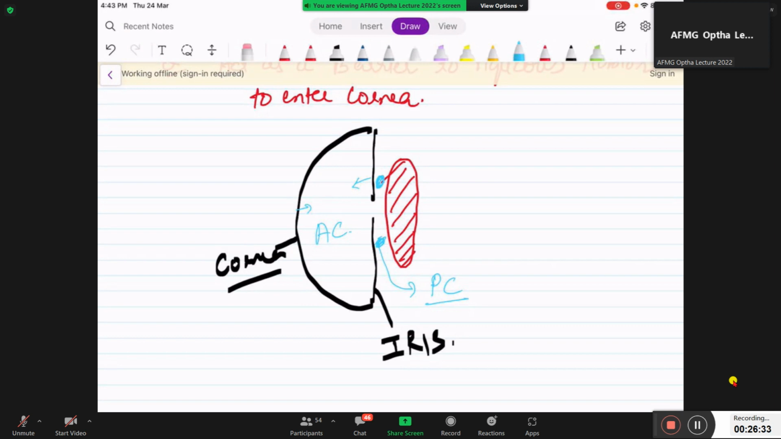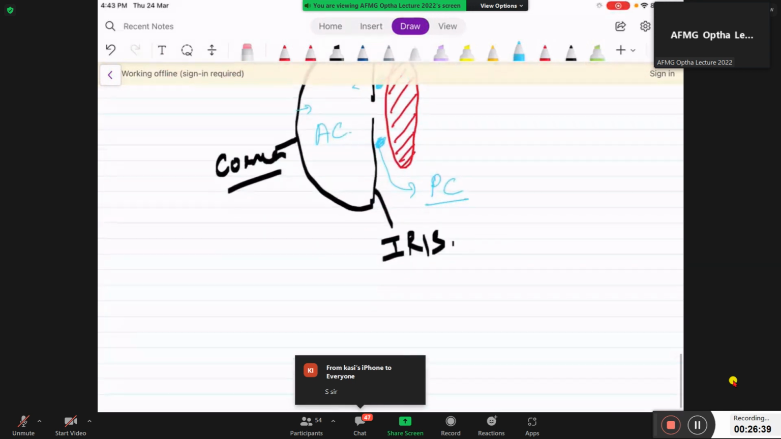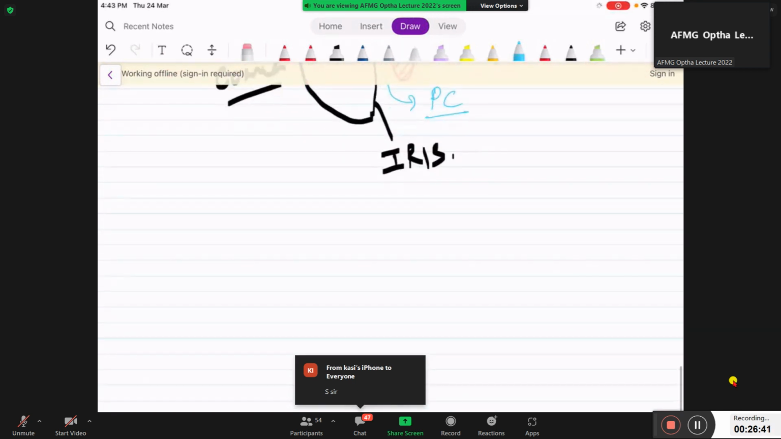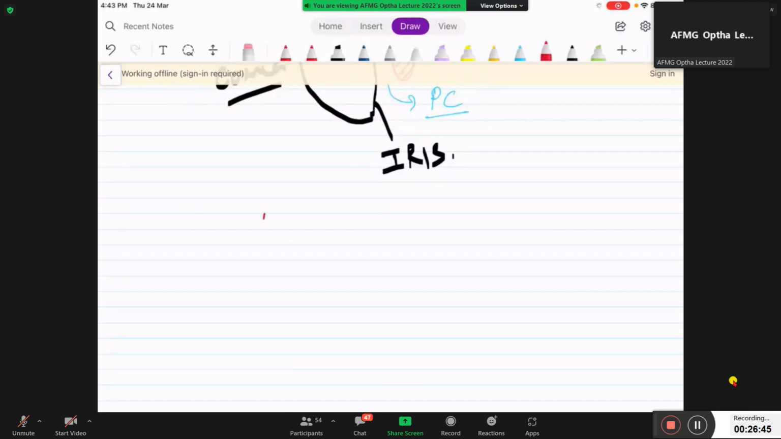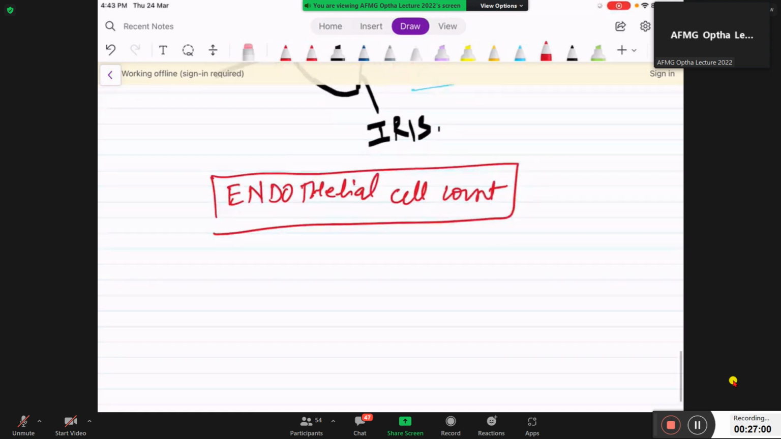Yes or no? Okay. Great. Now write down the question which is asked in your exam. They will ask you endothelial cell count. Write down endothelial cell count. What is the normal endothelial cell count?